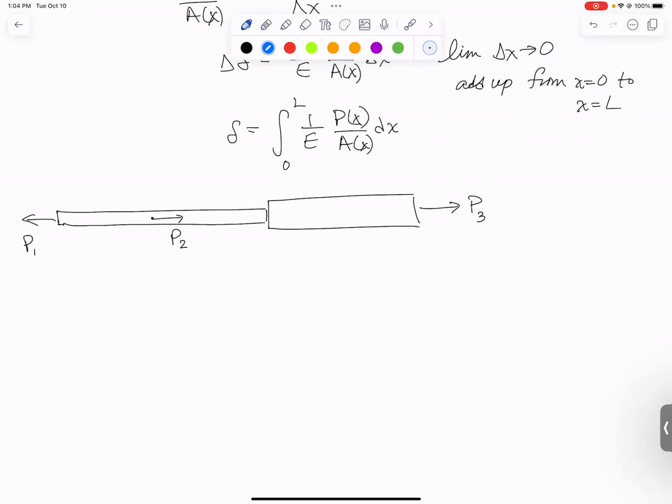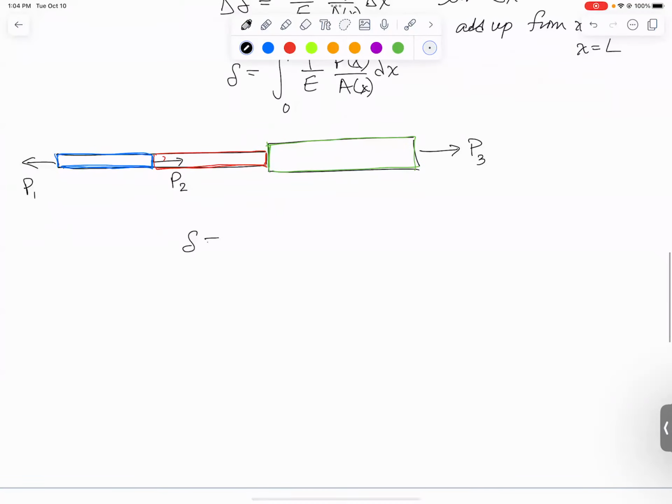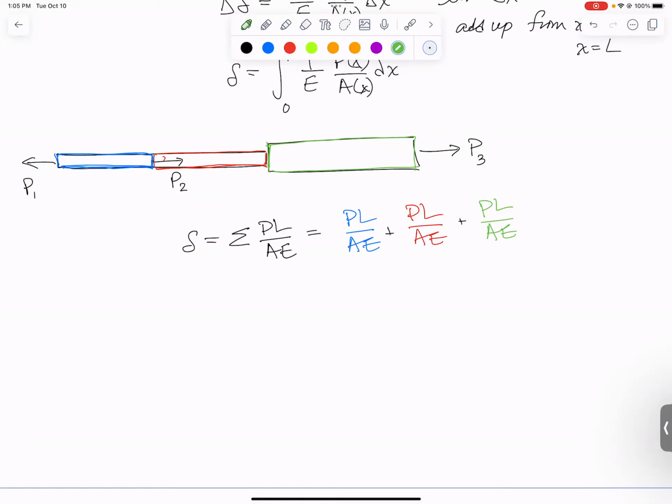And we're going to think about breaking our part up into chunks where the internal load is constant. So I'd have a blue section over here, and then maybe a red section right there. And then we'll say maybe finally a green section right here. And in each of those sections, area is constant and P is constant. So to solve for the total deflection, I would do the sum of the PLs over AEs, which in this case would be PL over AE for the blue section, plus PL over AE for the red section, plus PL over AE for the green section. So these are three simple calculations.